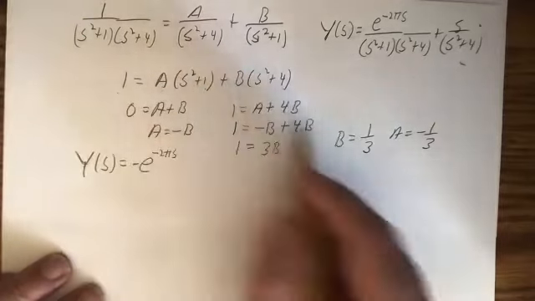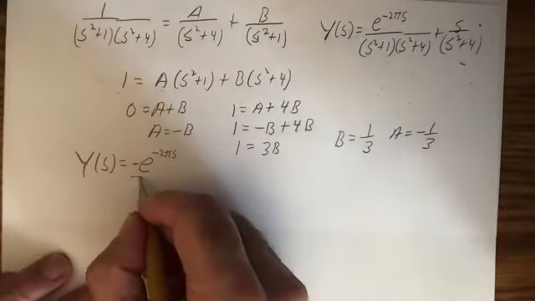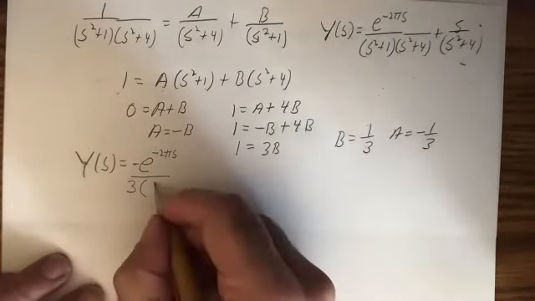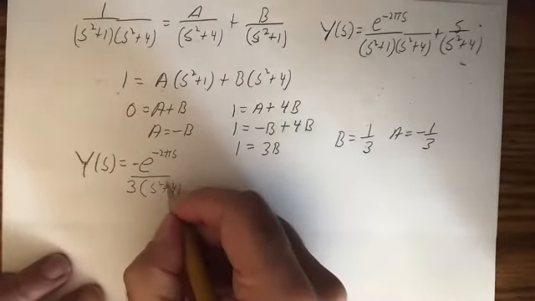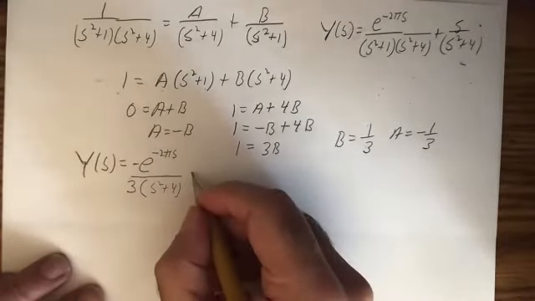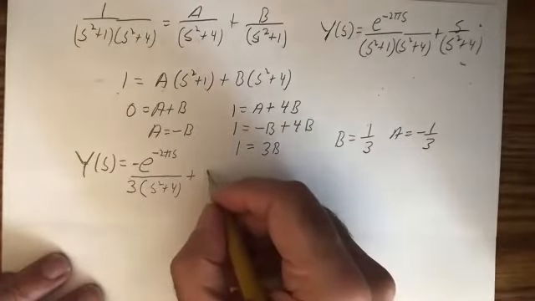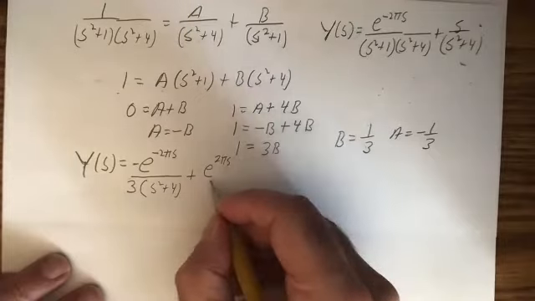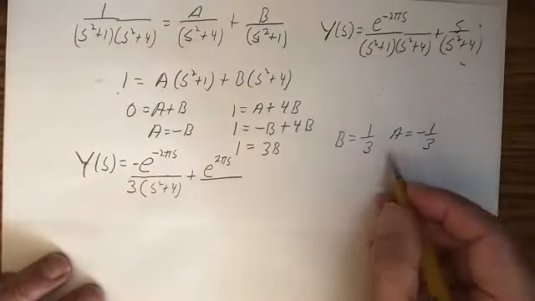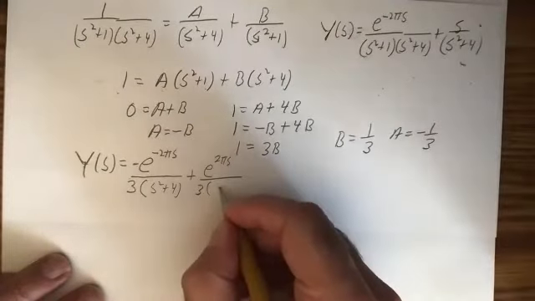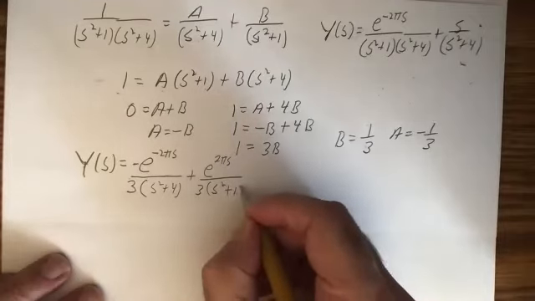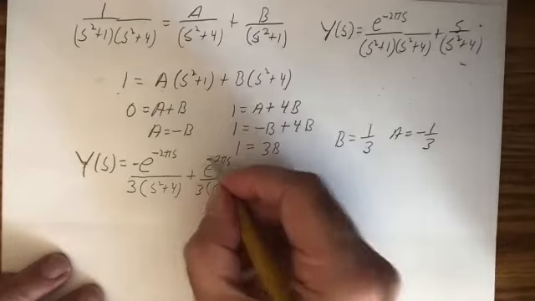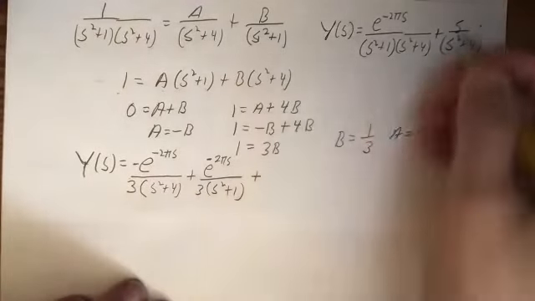Make sure I put the 1/3 with this here. So this is gonna be 3 down here, and this is gonna be s squared plus 4, right? And then I'm gonna have a plus e, and then this is gonna be 1/3, and this is s squared plus 1, and then plus, there's a minus sign here. And then I got this thing here.